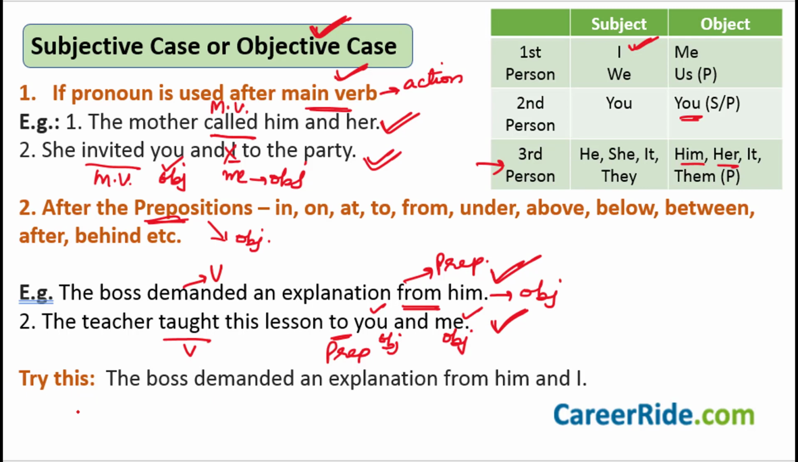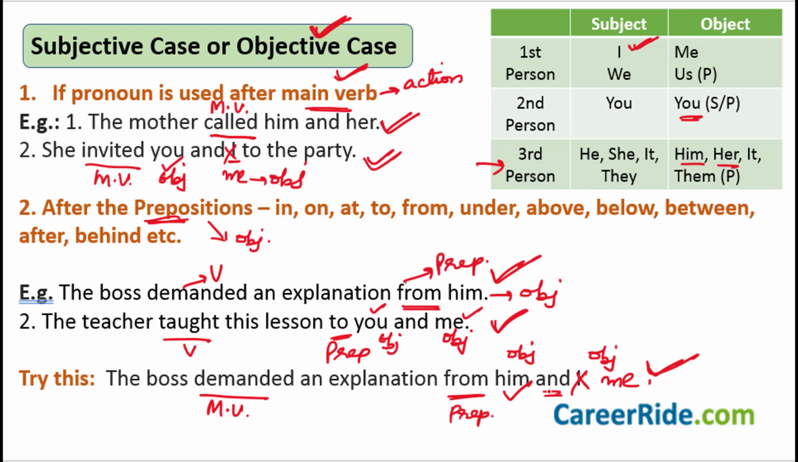Now try this one. "The boss demanded an explanation from him and I." What is happening in this sentence? The boss is demanding. So this is the action verb, right? This is the main verb here. "The boss demanded an explanation", but I see a preposition here, "from", right? So it means I should have objective cases. This should be the objective case and the other one should also be the objective case. But is it the case? Is "him" the objective case? Yes, this is correct. "I", no, it is not the objective case. It is the subjective case. So it should be "him and me." Right? Now this sentence is correct. "The boss demanded an explanation from him and me" is what you should say. I hope it is clear to you.